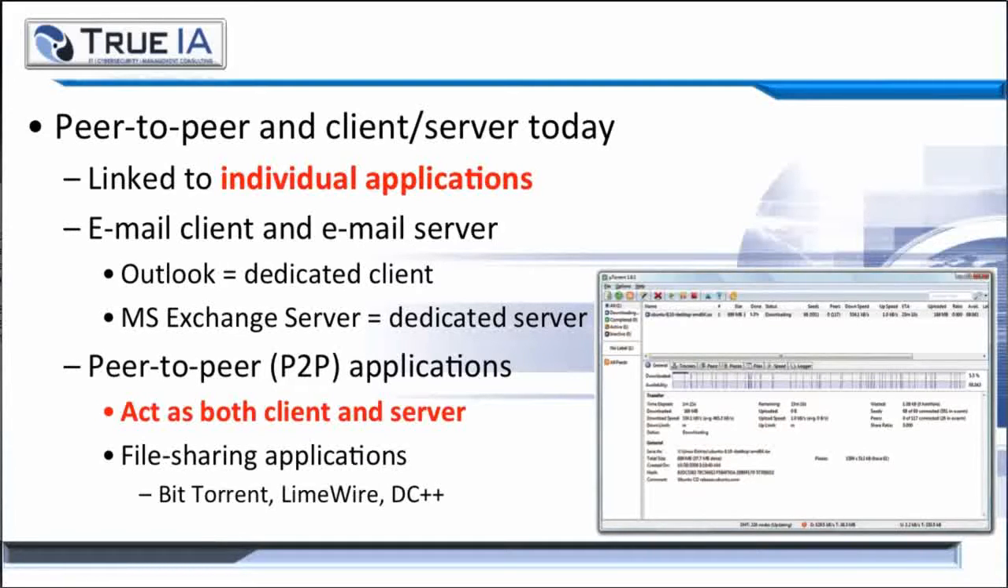So understand, with both peer-to-peer and client-server, they're linked to individual applications, like your email client and your email server. For instance, the client that you're probably using would be Microsoft Outlook, whereas the server that holds your email would be the Microsoft Exchange server. Another example of the applications that we use are peer-to-peer applications. They act as both client and server, for instance, with file sharing technology like BitTorrent.